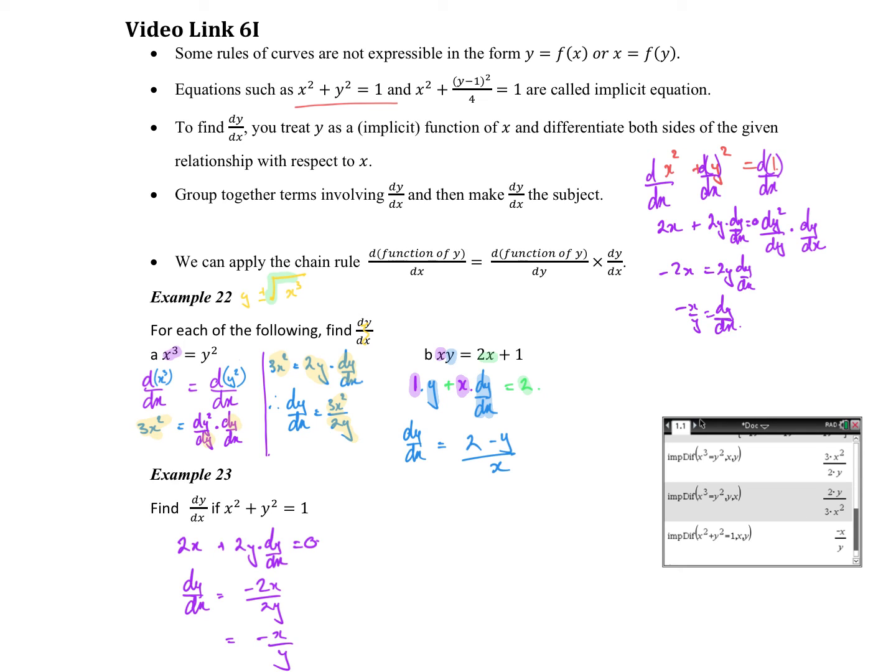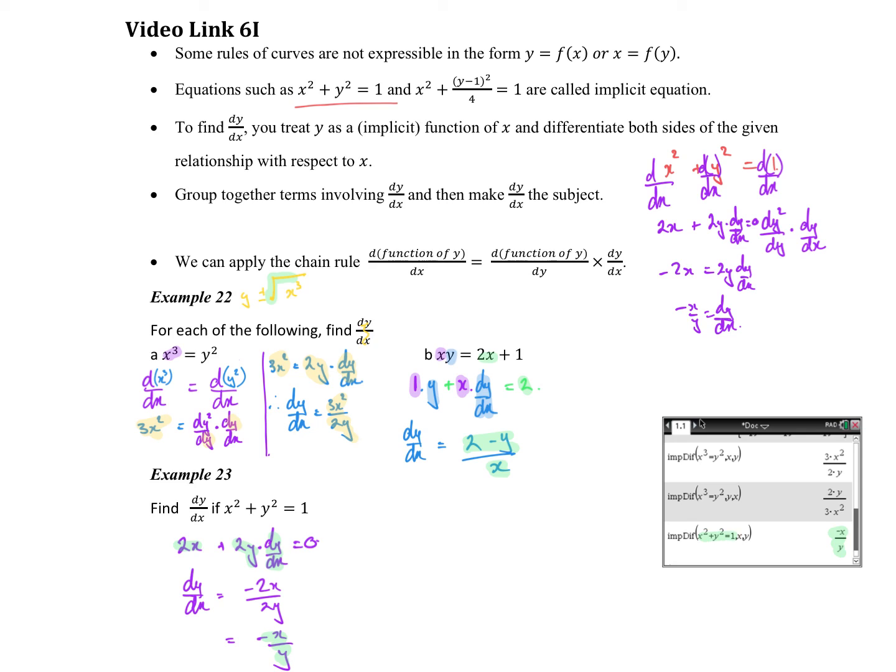Okay, so now I get y plus x dy dx equals 2. Take the y across, I get 2 minus y. Divide by x, I get 2 minus y on x. Next, x squared plus y squared equal to 1, which is pretty much what I just did before. The derivative of x squared with respect to x is 2x. The derivative of y squared with respect to y is 2y, times dy dx. And we take our 2x across, divide by 2y, we get our minus x on y.